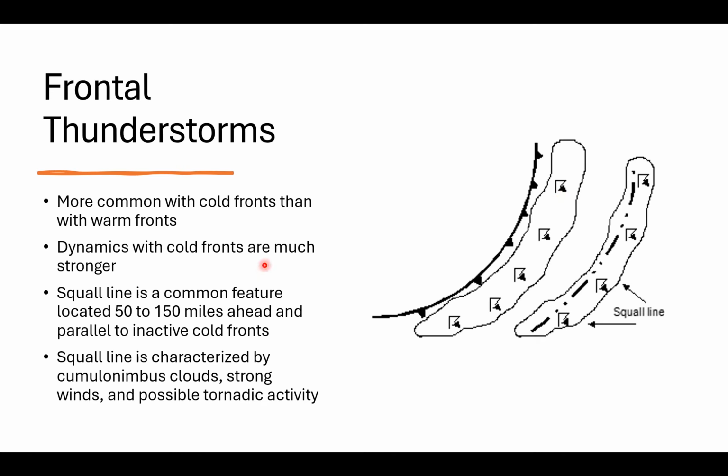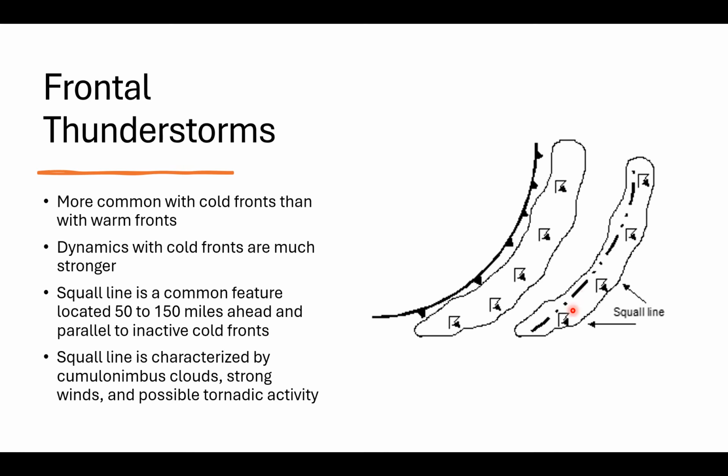With cold fronts, the upper level dynamics are just much stronger as compared to warm fronts. You will get a squall line feature. Look at this graphic on the right. I showed this, I believe, in my last video. We talked about inactive, fast-moving cold fronts. That's what these squall lines are associated with. So 50 to about 150 miles ahead of these inactive, fast-moving cold fronts is where you get frontal thunderstorms.